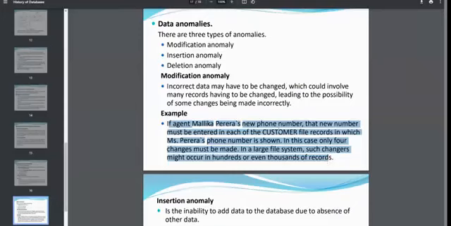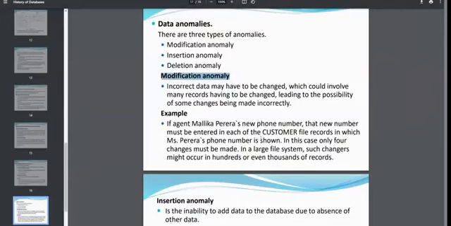I hope you can understand this case and this modification anomaly related thing. Then if Mallika Pereira's phone number, the previous phone number, is in different locations of the file system, what would happen? If we enter the new number at one place of one record, it would not be enough. There may be different places with the same previous number.